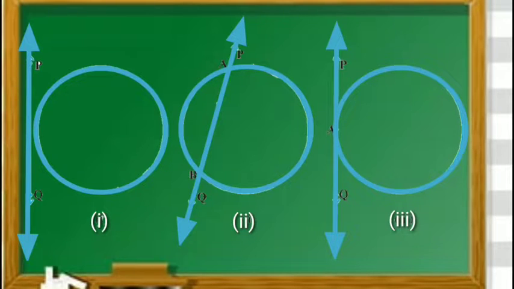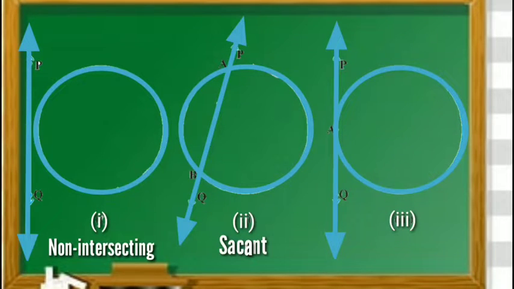In the first example, the line doesn't meet the circle at any point, and it is known as non-intersecting line. In the second example, the line meets the circle at 2 points, and therefore it is known as secant. In the third example, the line meets the circle at only 1 point, and it is known as a tangent. It is the most important part of the chapter, as the following chapter is based on tangent mostly.